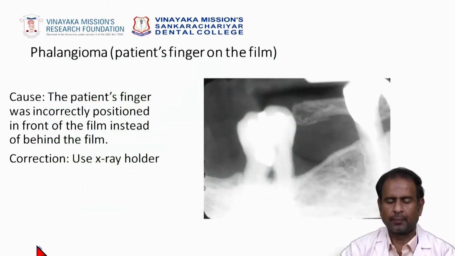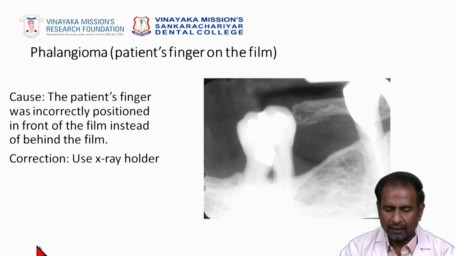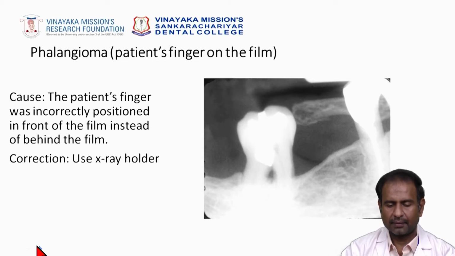Next is the phalangioma. Phalangioma means the patient's finger on the film. The cause is that the patient's finger was incorrectly positioned in front of the film, instead of behind the film, so the finger bone appears as an error. To correct it, use the proper X-ray holder. That is one of the corrections to avoid the phalangioma.